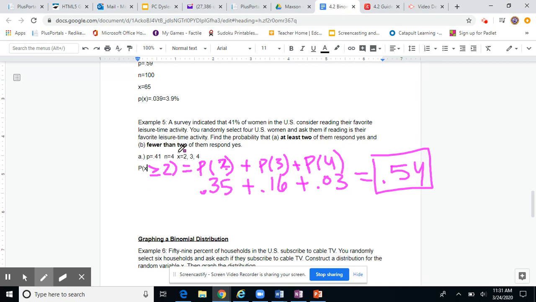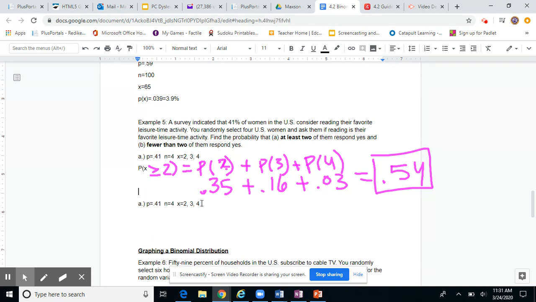Now for part B, it says fewer than 2. So if we think of x is now less than 2, all of this information is going to stay the same, except for our x values. So if p of x is less than 2, so fewer than 2, instead of having x, 2, 3, and 4, now it's going to be 0. So we could have none. We could have 1. And we can't have 2 because it has to be less than 2. So those are our only options. So don't forget about 0 here.